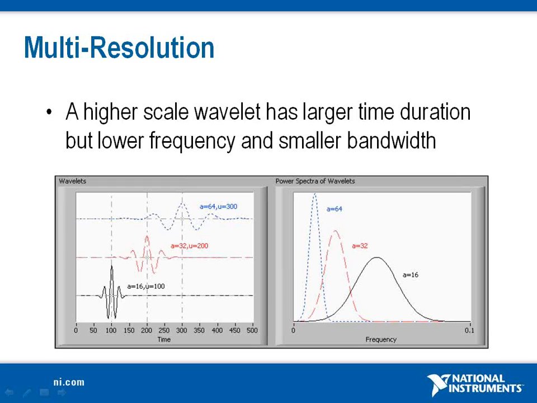Here you can see that on the left hand side we have three time domain signals, and on the right hand side we have the spectrum of these three time domain signals. So the signal with high time bandwidth on the left hand side has got the lowest bandwidth in the frequency domain on the right hand side.